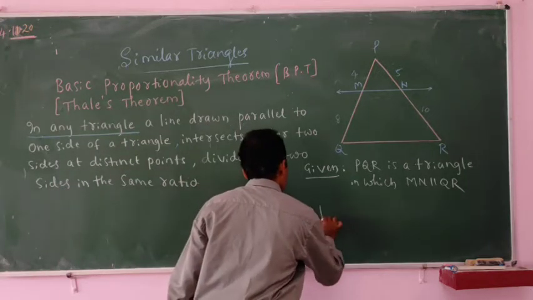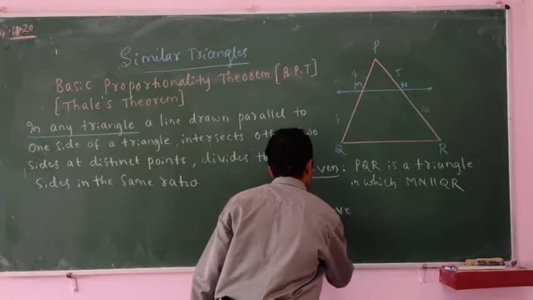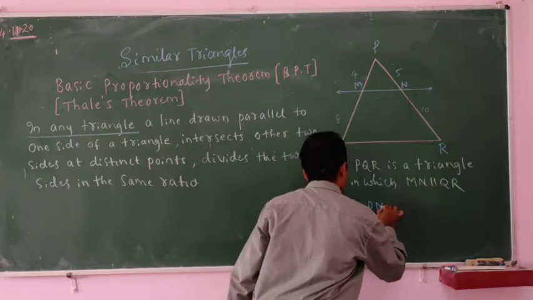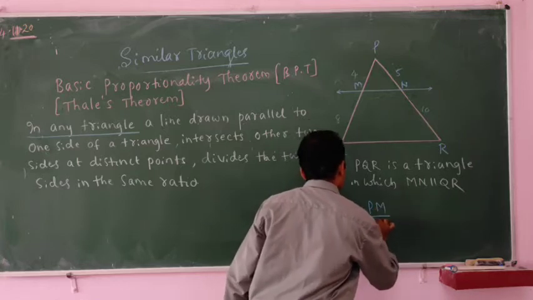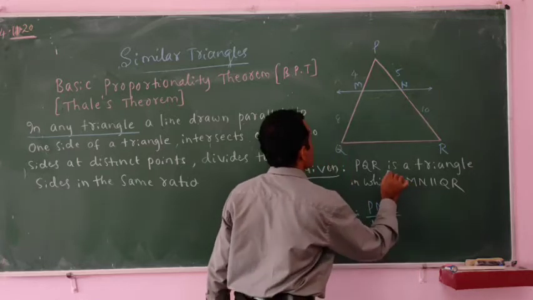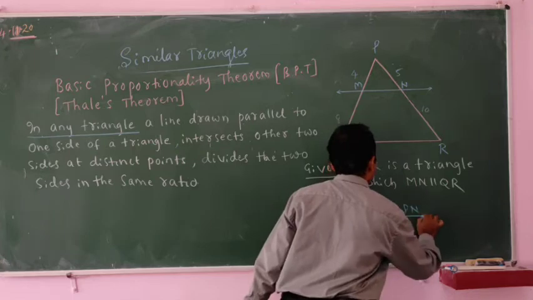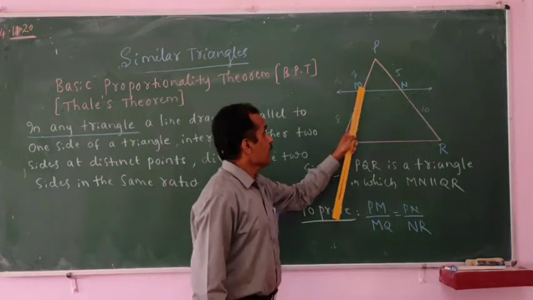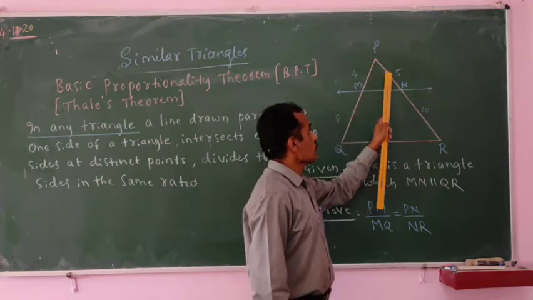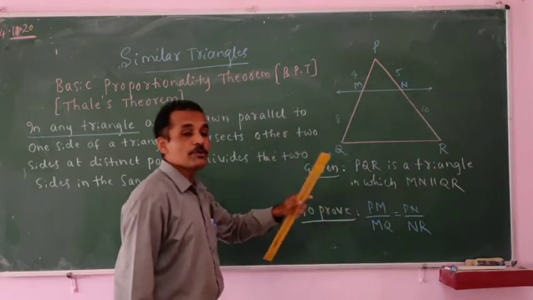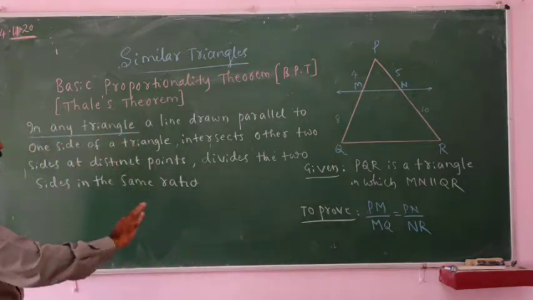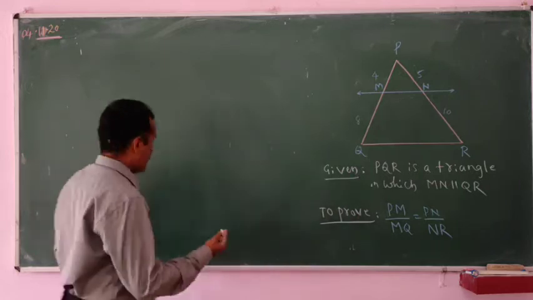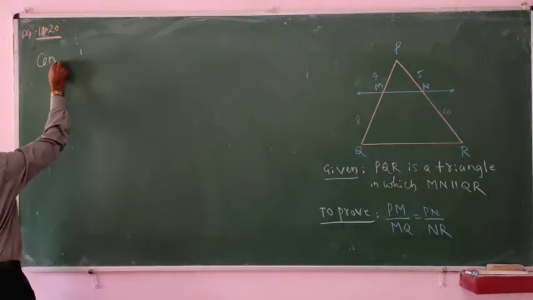What is to be proved? To prove: PM divided by MQ is equal to PN divided by NR. This is to be proved. Okay? You first know all these things. So, given, to prove. The next step is the construction.